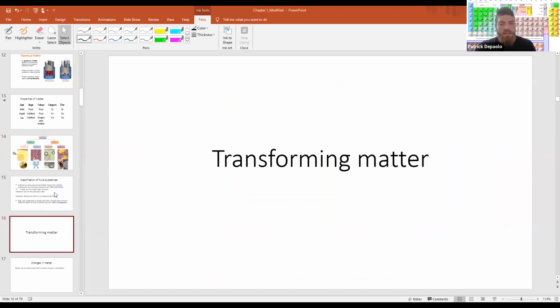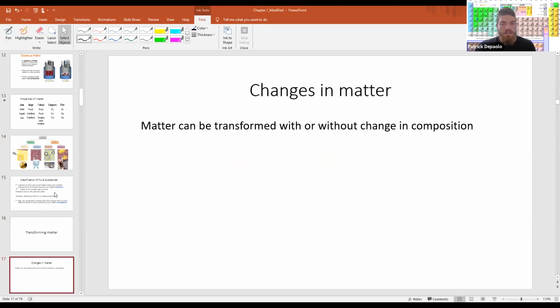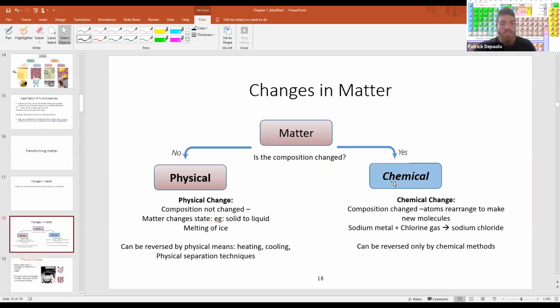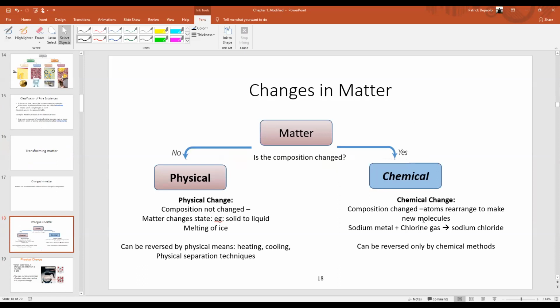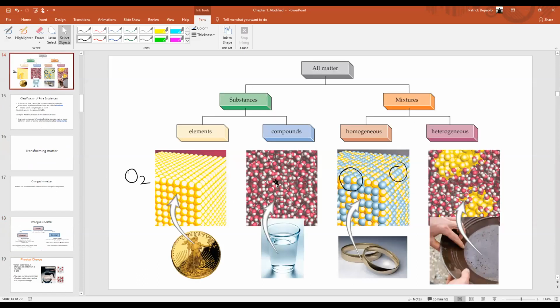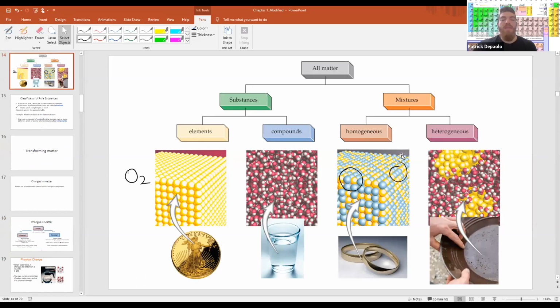Classification, we went through this already. Transforming matter. So we can change the state of matter, the physical state, and we can change the chemical state. So there are two types of... Oh, yeah, what's up? Should you always be able to separate a heterogeneous mixture? For our intents and purposes, yes.